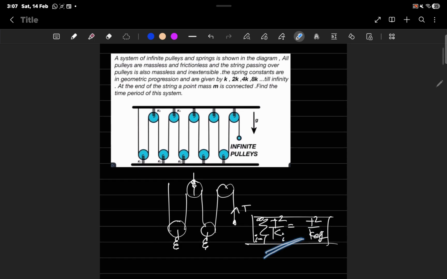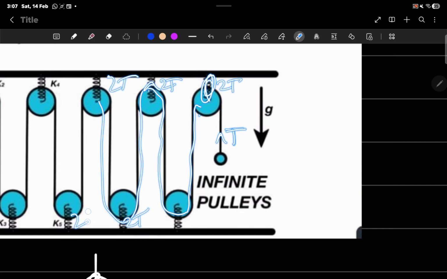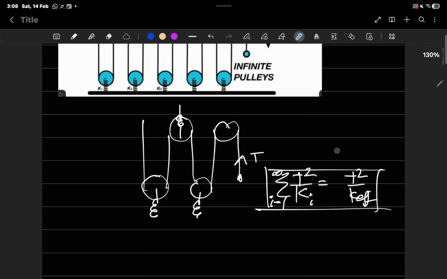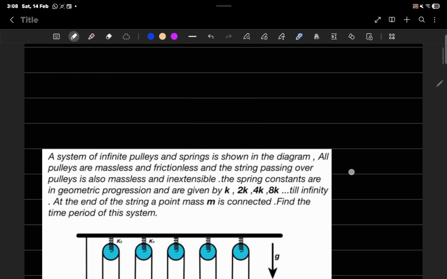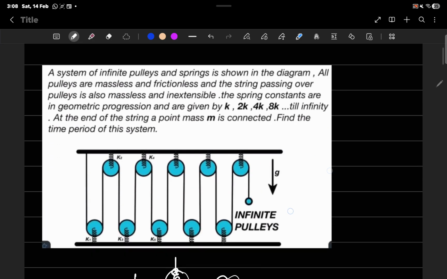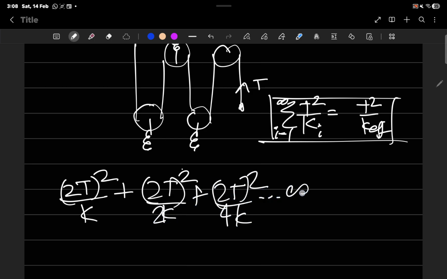So again we'll use this concept, and since we'll have to just assume a tension t over here, all the springs over here will have 2t only. As you can see, since this wire will have tension t, and then above this 2t, 2t, 2t, and 2t, and all of these there will be 2t only. So again we write 2t the whole squared upon k, then 2t the whole squared upon 2k, then 2t the whole squared upon 4k, so on till infinity, is equal to t squared upon k effective.